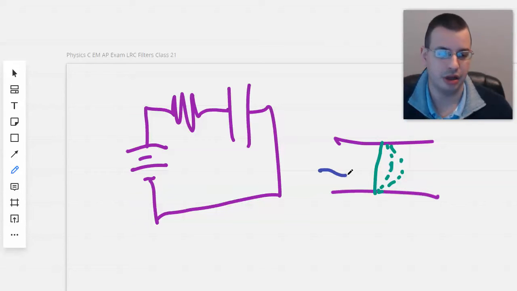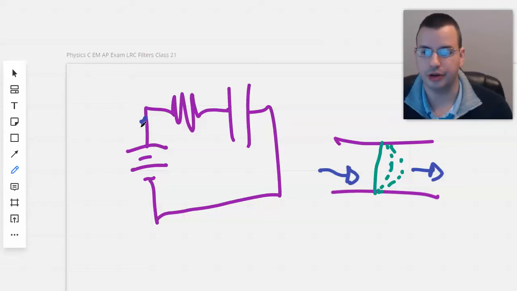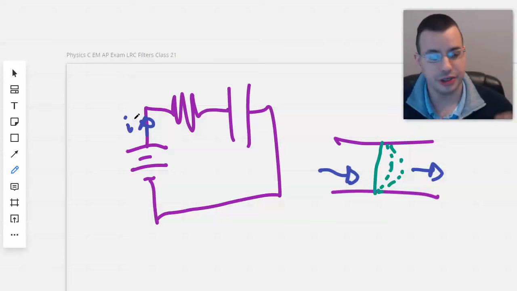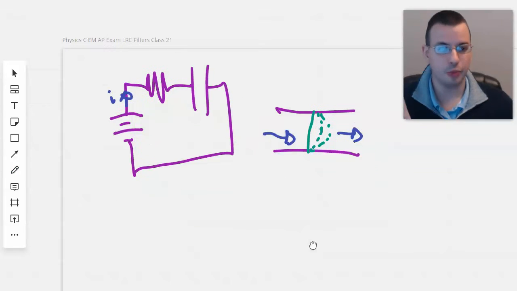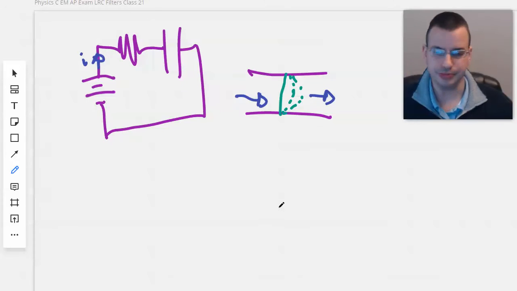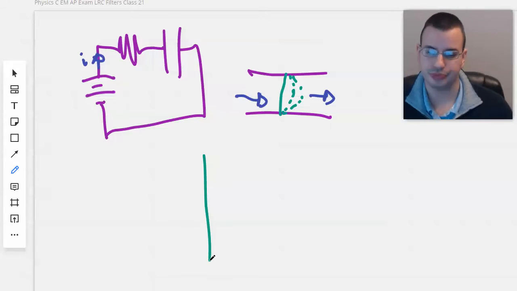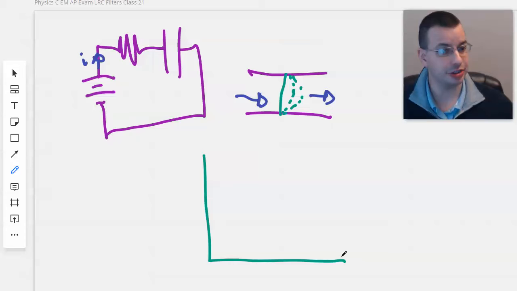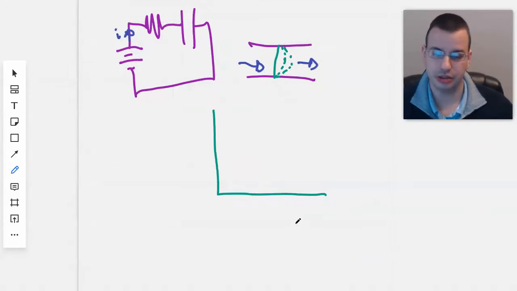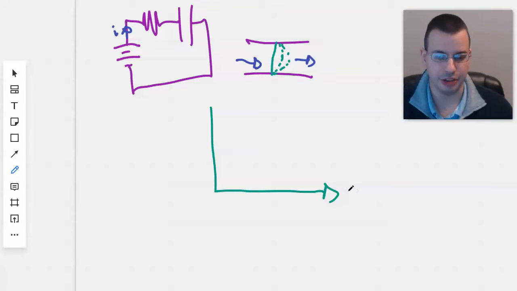And we have water or current going this way. Current going up there. And so this time we've only looked at it with direct current. But now we're going to look at it with AC current. So the idea is, let's say we have time going this way.